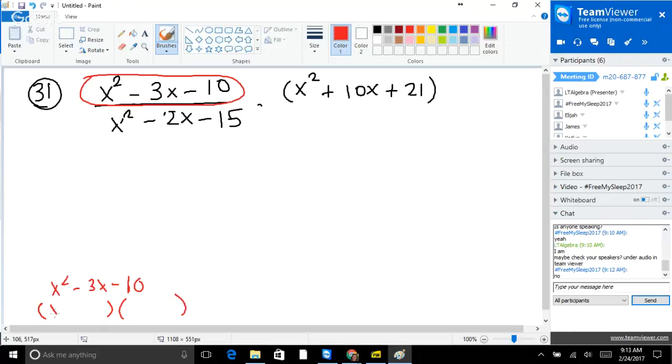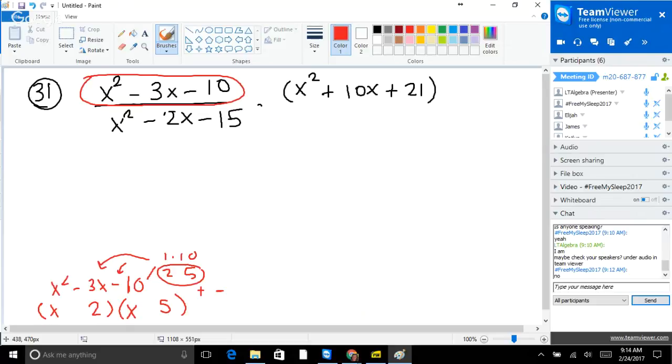Thankfully, we know to make x squared, we need to do x times x, right? And then to make 10, we could do 1 times 10, or we could do 2 times 5. And we want to end up with a middle term of 3. So I think that 2 and 5 are our best chance, right? 2 and 5. Now we'll notice that this is a negative 10. So in order to get a negative 10, one has to be positive and one has to be negative, because a positive times a negative is a negative, right?